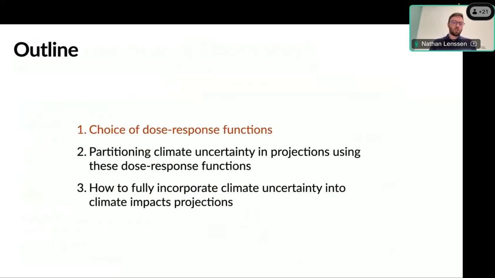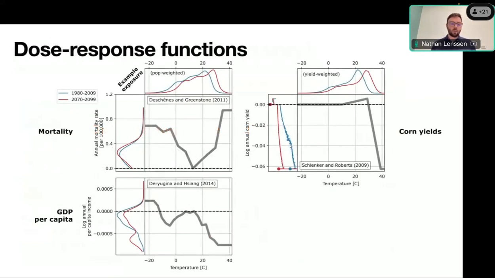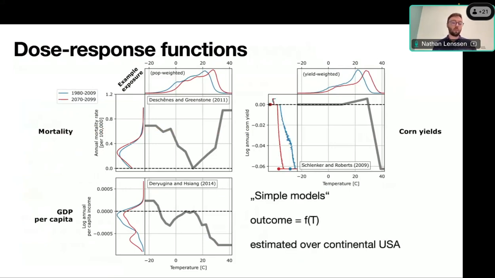And so first off, we had to choose some dose response functions, and we ended up choosing three functions that were reliant just on daily temperature from the classical climate econometrics literature. So I already discussed our function on mortality. We also picked one on linking temperature to GDP per capita, as well as corn yields. These were a useful three because they were all simple models. So they were just some function of temperature, and they were all estimated over the continental United States, where we have both good socioeconomic data and good climate data historically.